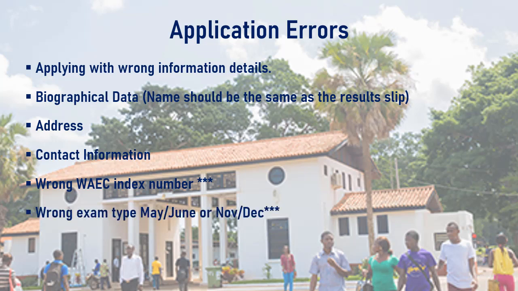Wrong exam type: May, June, or NOVDEC. So as indicated, you should always make sure the month of exams is correctly stated. If it's a May, June, or a private exams, that is NOVDEC.